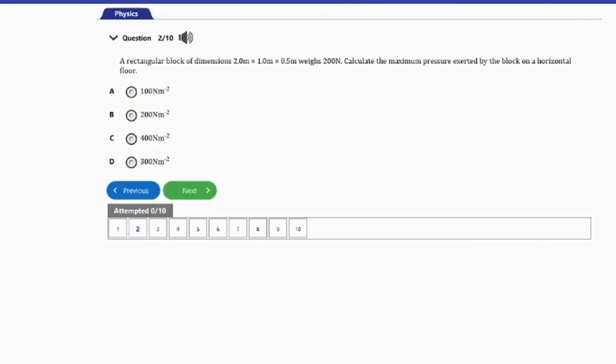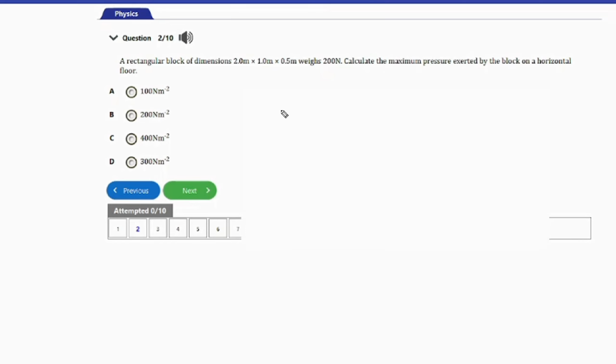Question number 2 says, a rectangular block of dimension 2.0 meters times 1.0 meters times 0.5 meters weighs 200 newtons. Calculate the maximum pressure exerted by the block on a horizontal floor. Let's also go ahead and solve this together.